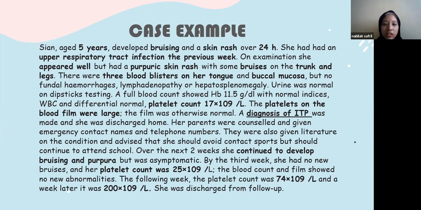They were also given literature on the condition and advice that she should avoid contact sports but should continue to attend school. Over the next 2 weeks, she continued to have bruising and purpura, but no other symptoms. By the 3rd week, she had no new bruises and her platelet count was 25, increased from the previous result. And the blood count and film showed no new abnormalities. In the following week, the platelet count was 74, also increased from the previous, and a week later it was 200. She was discharged from follow-up.